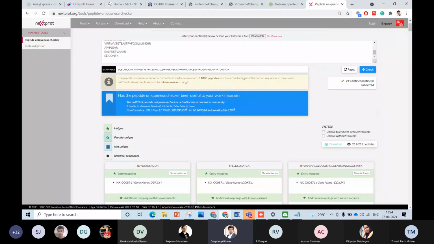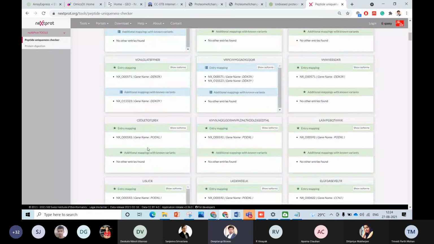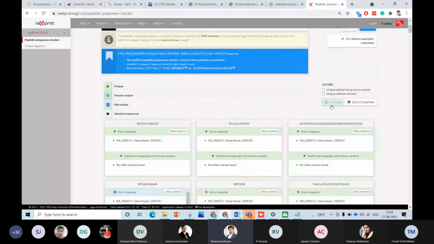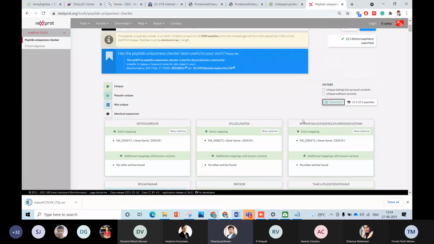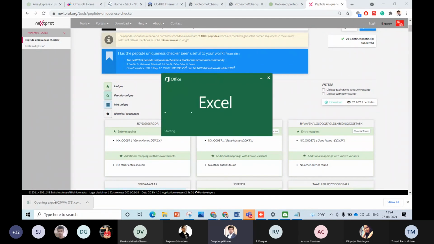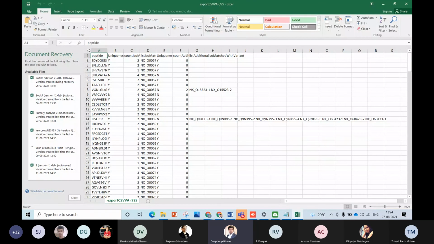Also see these legends. The filled green star means unique, and this one is pseudo unique, not unique. This information is important if we want to check these things. Nevertheless, if we download the output file and open it, the same information will be available for all the 211 peptides. These headers are very important.